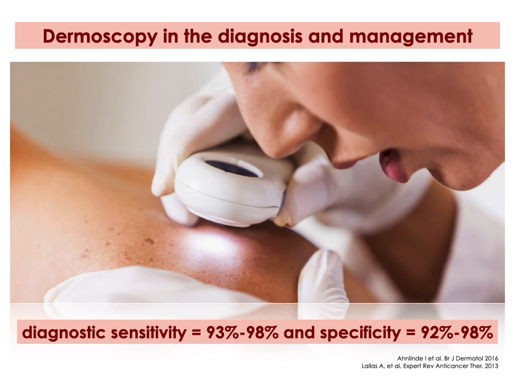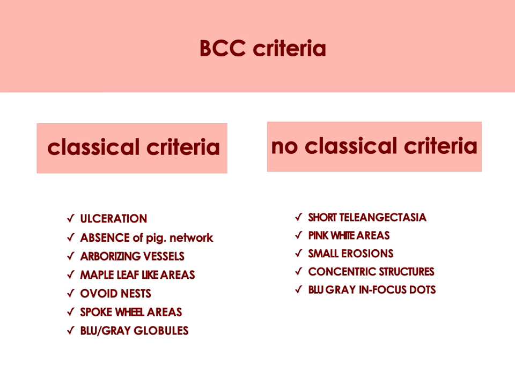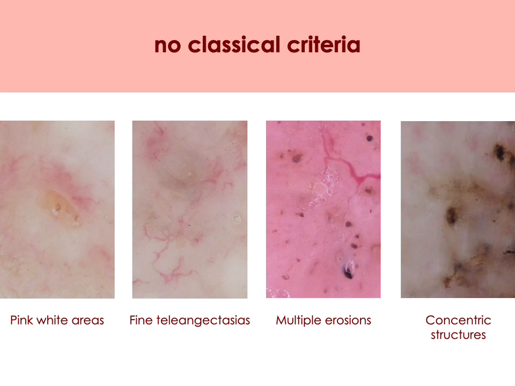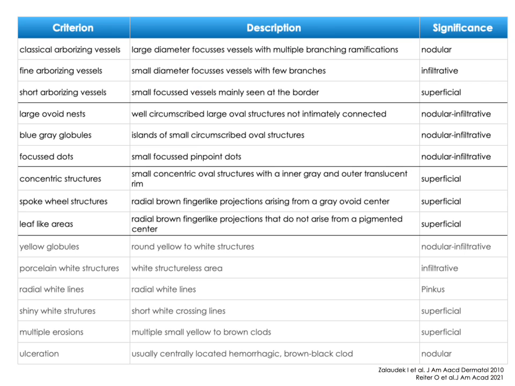However, we know that dermoscopy was a silent revolution in the diagnostic path of basal cell carcinoma because its specificity and sensitivity is higher than 90%. We got used also to split basal cell carcinoma criteria into classical and non-classical criteria. Here you can see some examples of classical criteria such as ovoid nest, leaf-like area, arborizing vessels and ulceration, and examples of non-classical criteria such as pink-white areas, multiple erosions. And here you can see the correlation among criterion and histology.